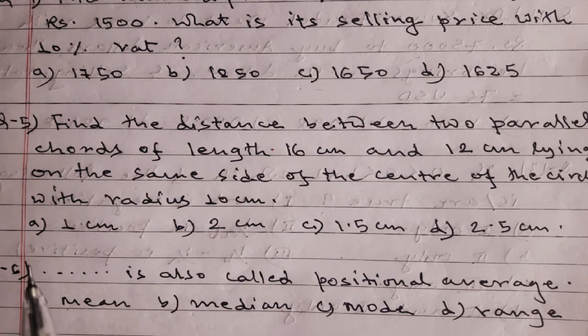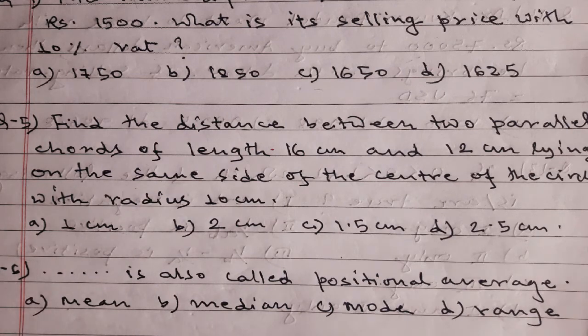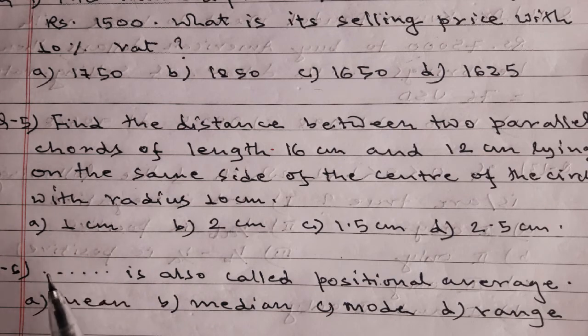Next, let us go to question number 6. The dot is also called positional average. This is related to statistics. We have to fill up the blank with the right options. We are given A, B, C, D for right options. The dot is also called positional average. So this is a very simple question.